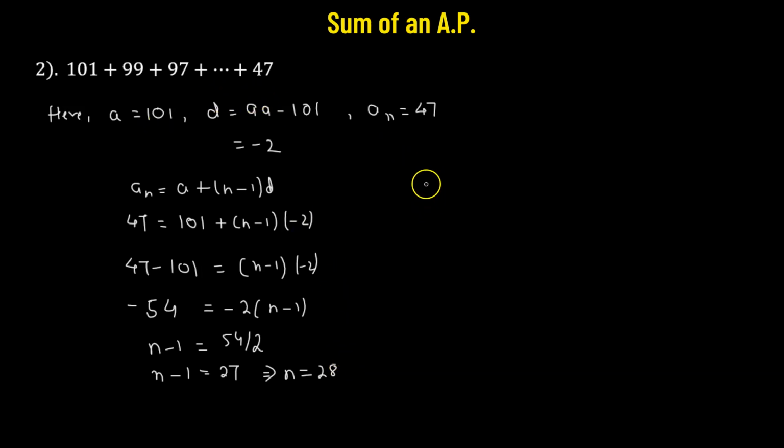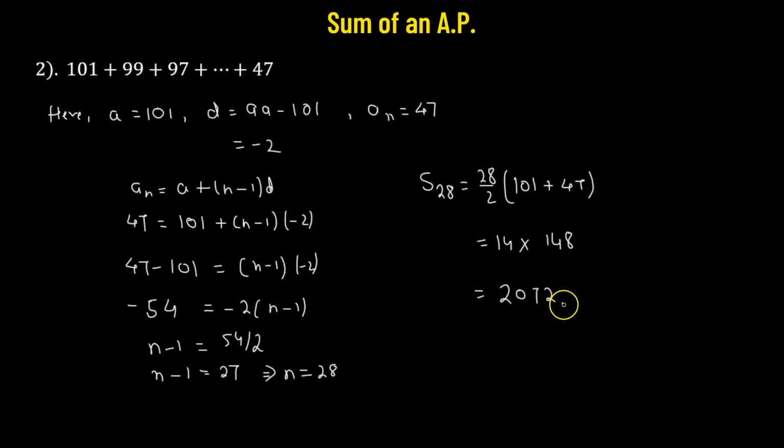Now that we have the value of n, we can easily obtain the sum up to 28 terms. That will be 28 over 2 multiplied by the first term plus the last term. So 28 over 2 is 14, multiplied by 47 plus 101, which is 148, and this gives us a value of 2072. So let's move on to the next problem.